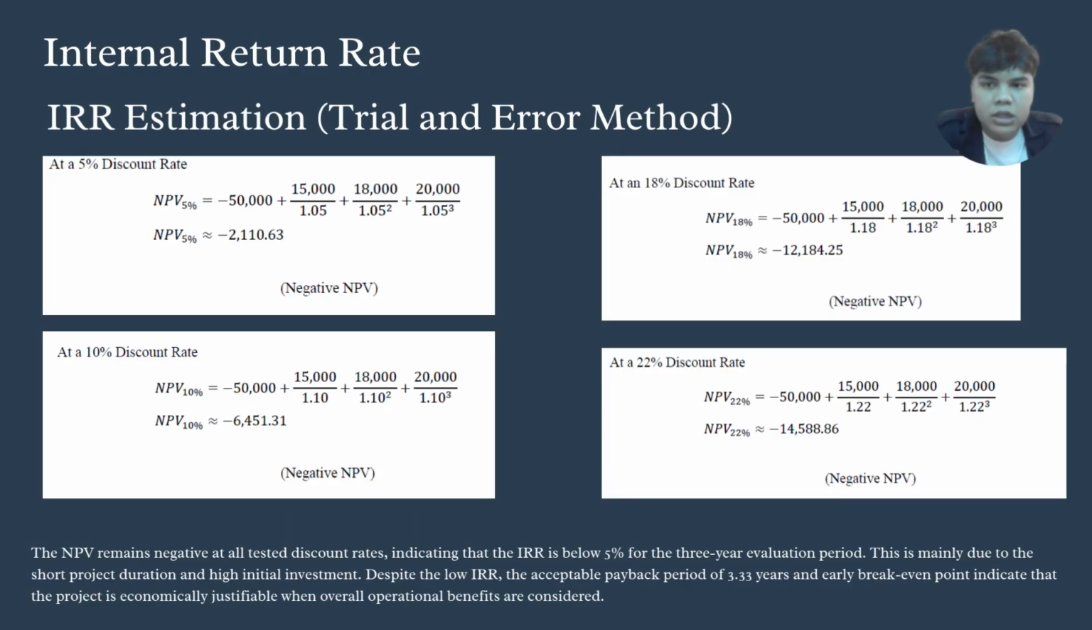This slide shows the estimation of the internal rate of return using the trial and error method. The net present value was evaluated at several discount rates, including 5%, 10%, 18%, and 22%. As shown, the NPV remained negative at all tested discount rates. This indicates the IRR for the project is below 5% for the 3-year evaluation period. Despite the low IRR, the project remains economically justifiable when considered together with the acceptable payback period and early break-even point.